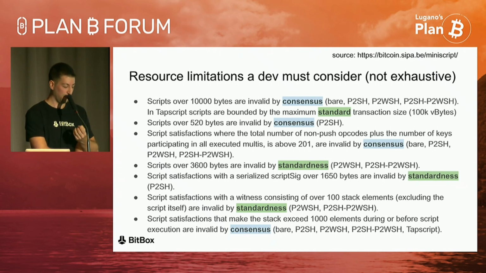It's even very complicated to understand what it means, like script satisfactions where the total number of non-push opcodes plus the number of keys participating in all executed multisigs is above 201 are invalid by consensus. So if you're a script developer, you make a script, then you have to count up the opcodes, try to figure out what it means with these multisigs and so on, just very hard. And the problem is, if you get it wrong, you can receive the coins and you can never spend them again. So it will be locked forever. So it's not fun to start to think about Bitcoin script and then worry, is it actually completely safe? It's just very, very scary.